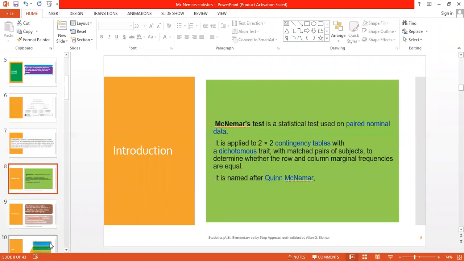Let's introduce today's topic, which is the McNemar test. The McNemar test is a statistical test used on paired nominal data. It is applied to a 2 by 2 contingency table with a dichotomous trait with matched pairs of subjects to determine whether the row and column marginal frequencies are equal. It is named after Quinn McNemar, who introduced this test in 1947.